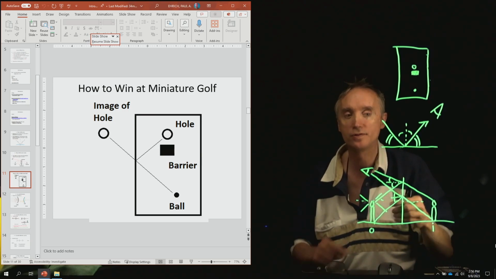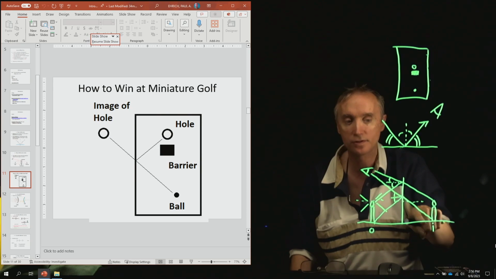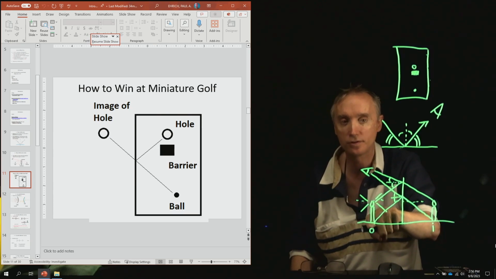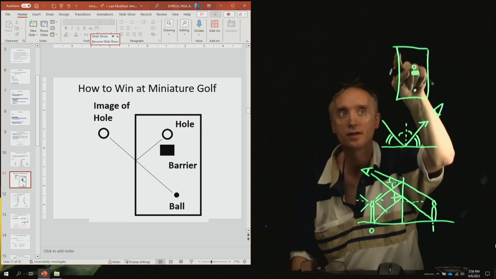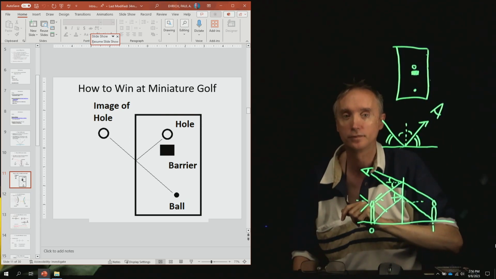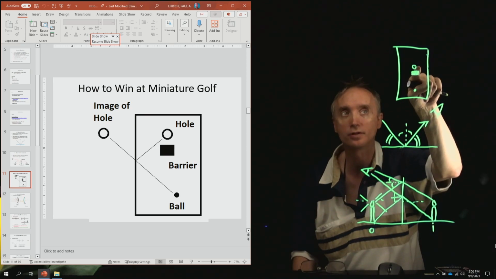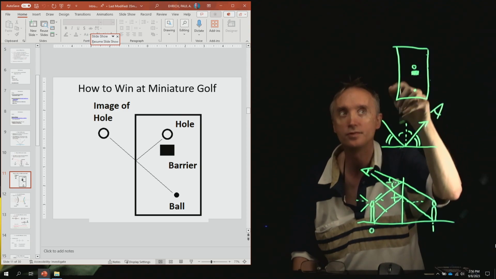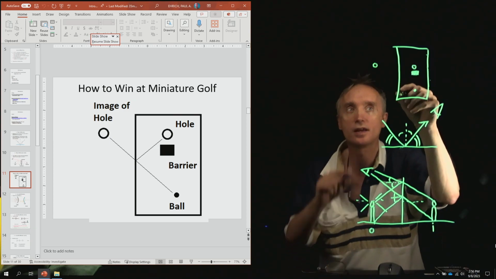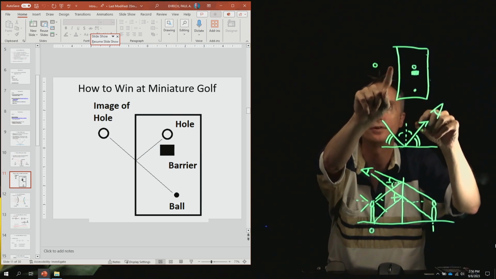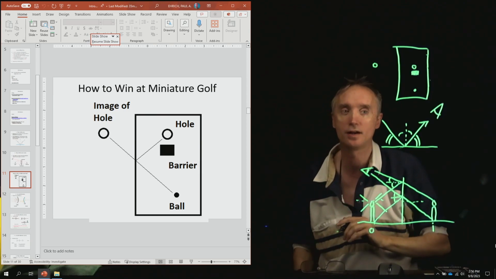Okay, now how can we use this idea down here that an image is the same distance behind a mirror as the object is in front of it? Well, we're going to pretend that this thing right here is a mirror. And we're going to look at where the image would be, if this was the object. So the image would be over here, and it would be the same distance from here to here as it is from here to here. Now, that's not a very good picture, but you get the idea.